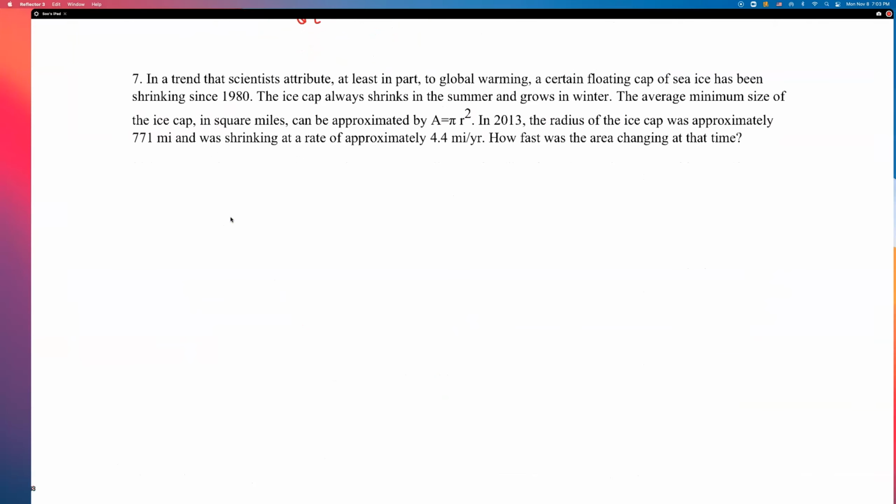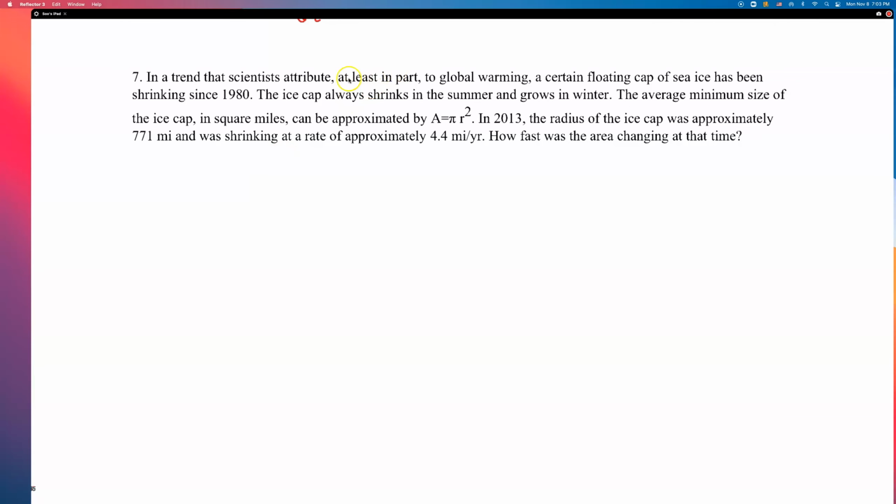In a trend that scientists attribute, at least in part, to global warming, a certain floating cap of sea ice has been shrinking since 1980. The ice cap always shrinks in the summer and grows in winter. The average minimum size of the ice cap in square miles can be approximated by A equals pi times r squared. So it must be a circle, huh?